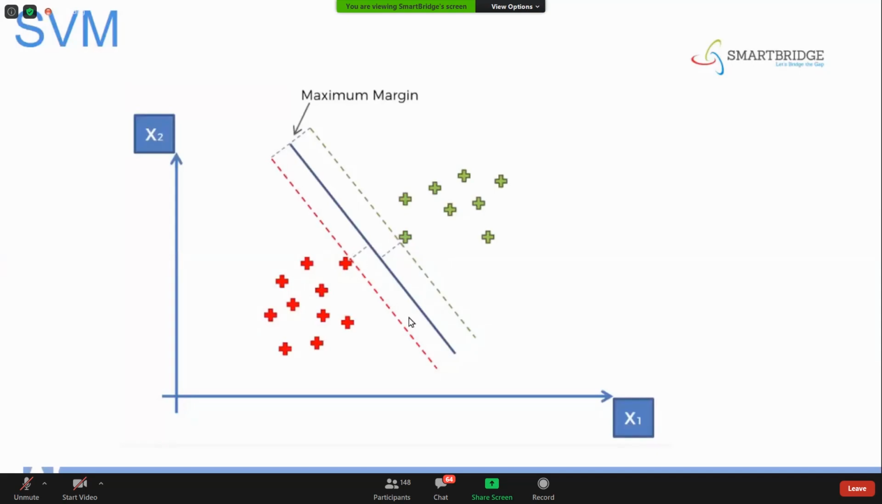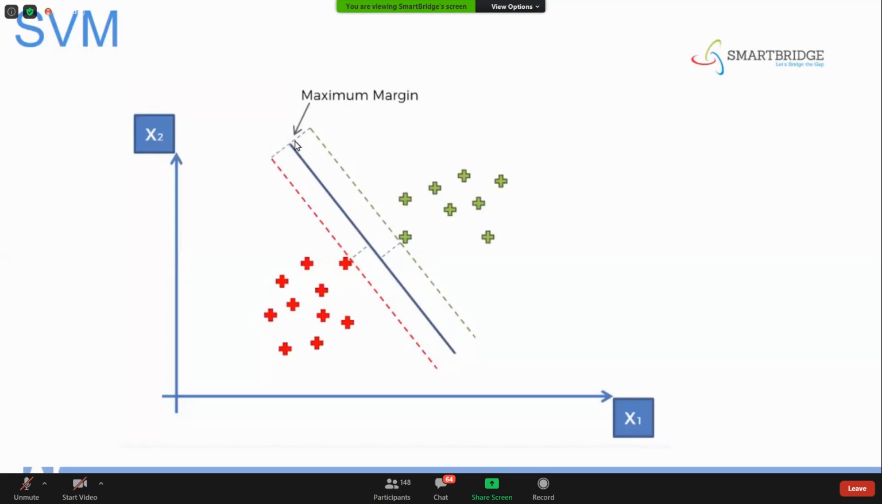These support vectors can be many. It is not like there is only one support vector. It can be many support vectors: one, two, three, it could be anything. But the distance between the support vector and the margin line of one class to the other class should be equal. So here the distance from this point and this point should be equal. Only then do you consider that as the best margin line.